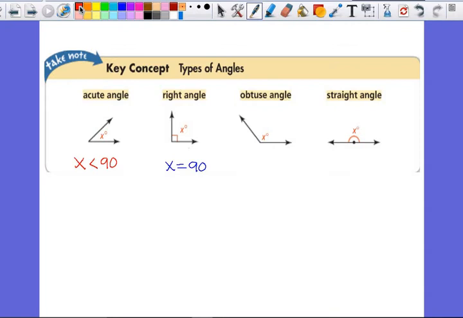Next up, we have obtuse. This is where you have to pay attention to two parts. First off, your X has to be greater than 90, but it also has to be less than 180. And that's how we would signify that, by putting the X in the middle with those symbols, saying that X is greater than 90, but it's also less than 180, okay? And then the last one is straight angle. That's where X equals exactly 180 degrees. And you'll notice that it makes a straight line. So that's where they get the name straight angle, okay?